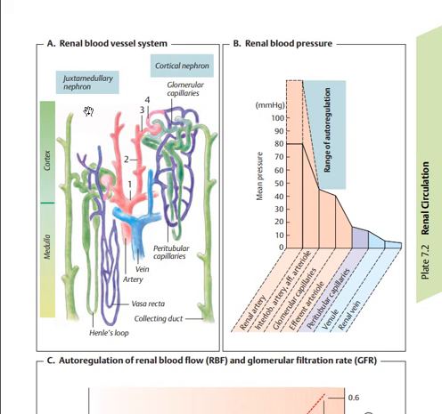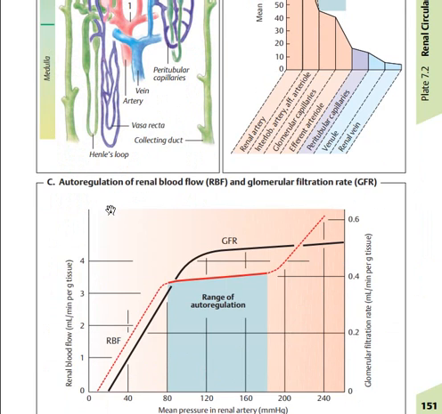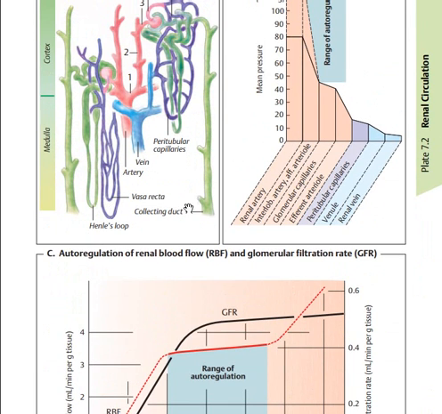So now let's visualize the renal circulation. We need to know that it's going to first start with the renal arteries. After the renal arteries, we have next the segmental arteries. After the segmental arteries, we have the lobar arteries. After the lobar arteries, we have the lobular arteries. After the lobular arteries, we have the arcuate arteries.